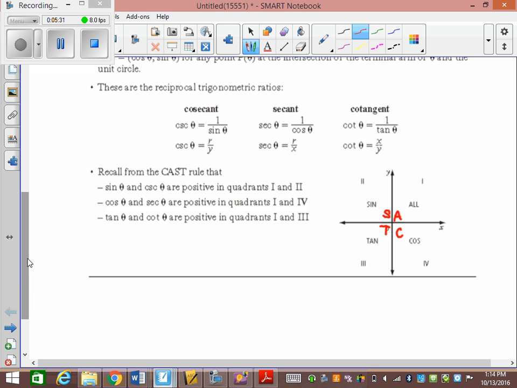Whatever letter is there is positive there, okay? So if C is here, cos is positive here. If S is here, sine is positive here. If T is here, tan is positive here. Indirectly, the other ones are negative there. So if cos is positive here, sine and tan are negative. If tan is positive here, cos and sine are negative. If sine is positive here, cos and tan are negative. Everything is always positive in this first quadrant.